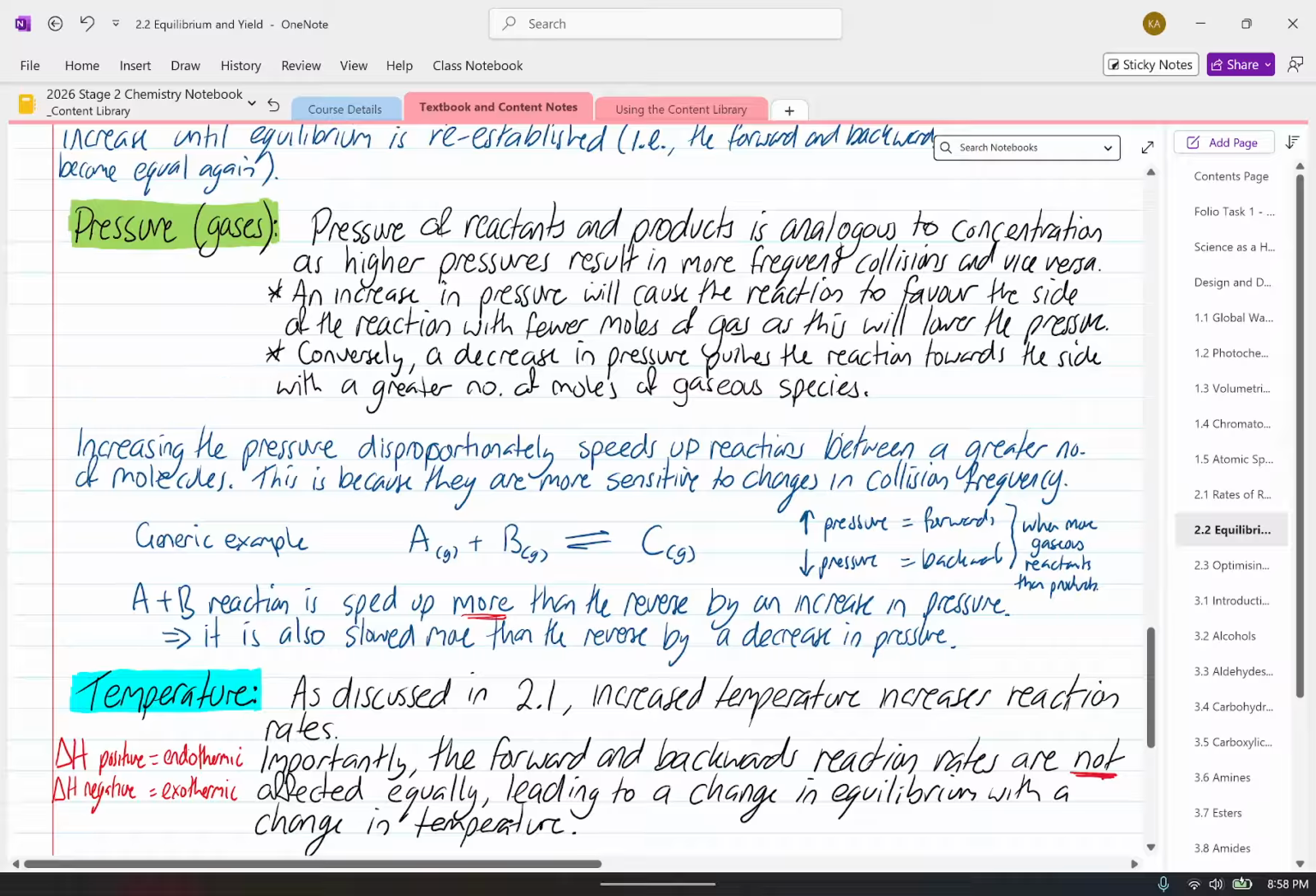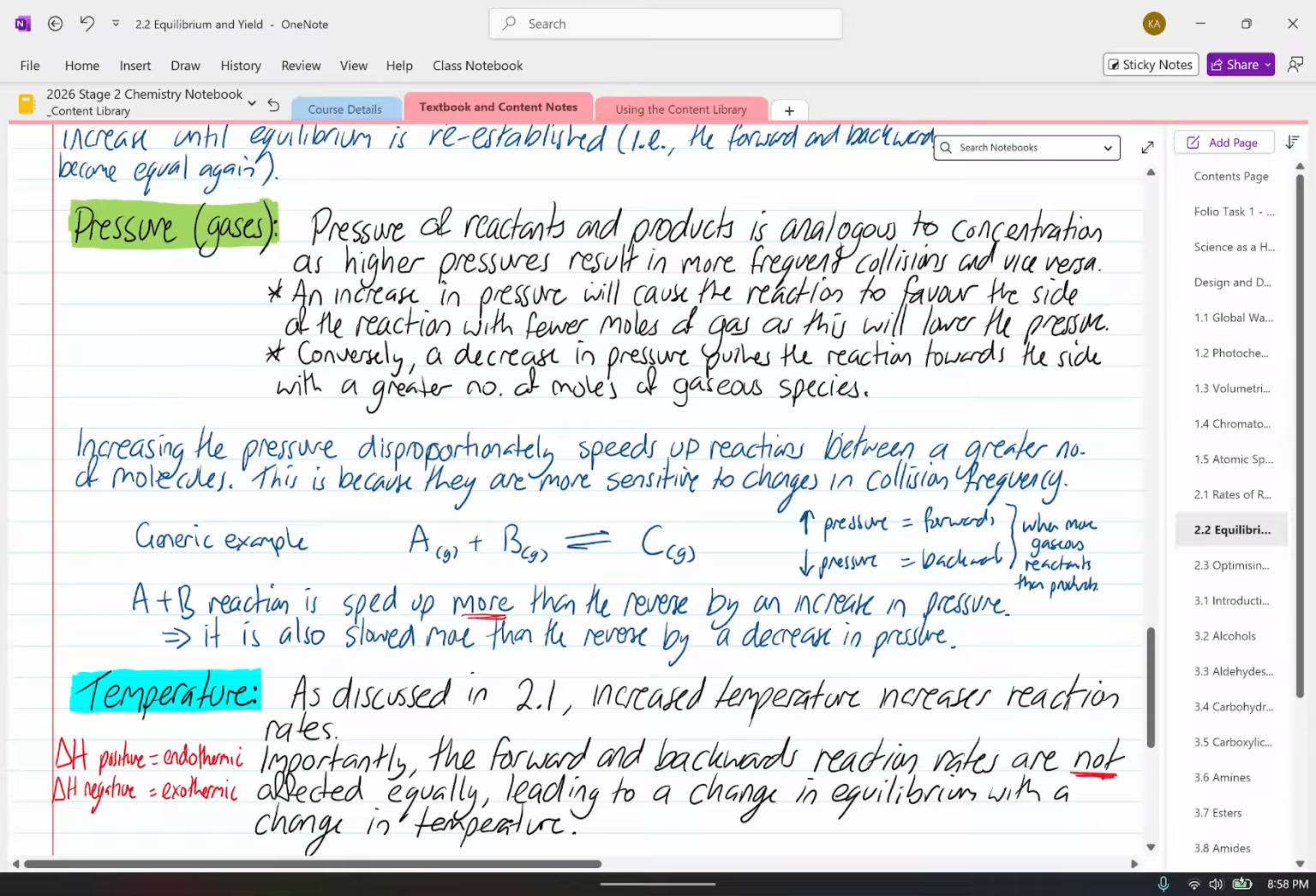So its reaction rate backwards is not going to be affected, whereas the rate forwards is going to increase, which is going to make more molecules of C, which matches our prediction.